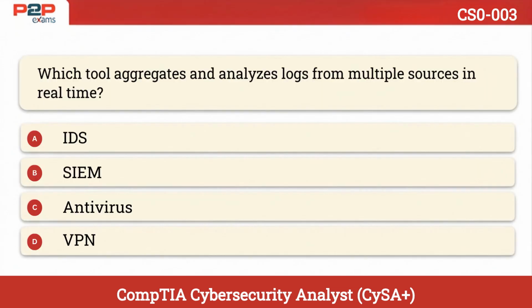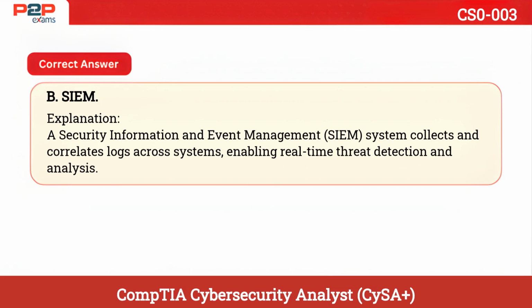Question 4. Which tool aggregates and analyzes logs from multiple sources in real time? A. IDS. B. SIEM. C. Antivirus. D. VPN. Pause for a few seconds and consider your answer. Correct answer is B. SIEM. Explanation. A security information and event management (SIEM) system collects and correlates logs across systems, enabling real-time threat detection and analysis.